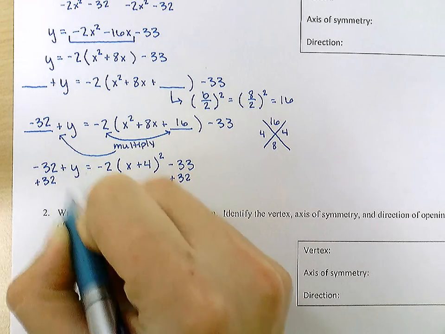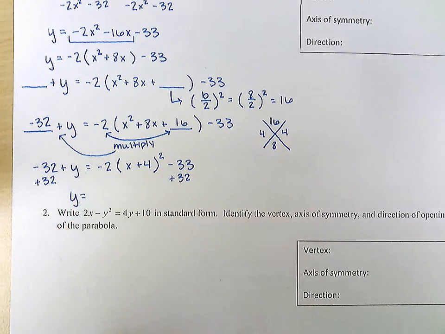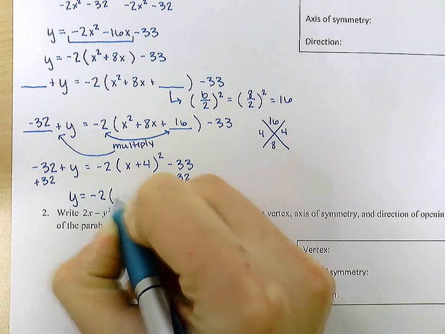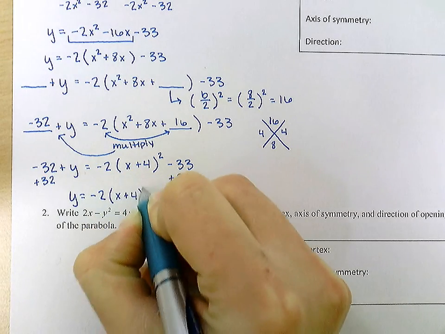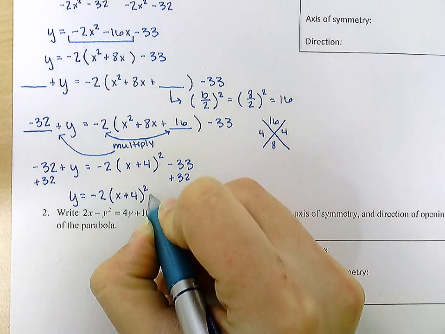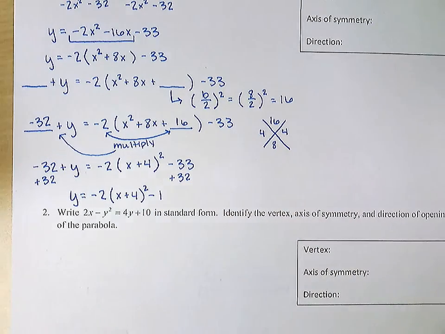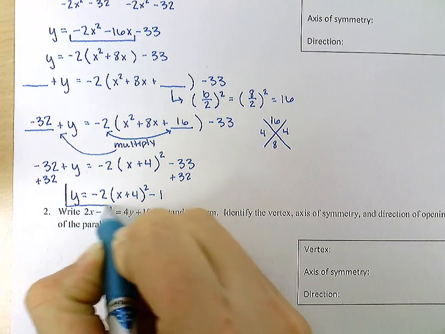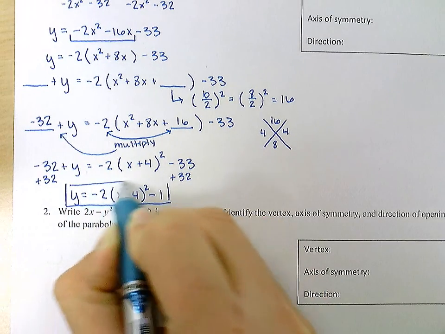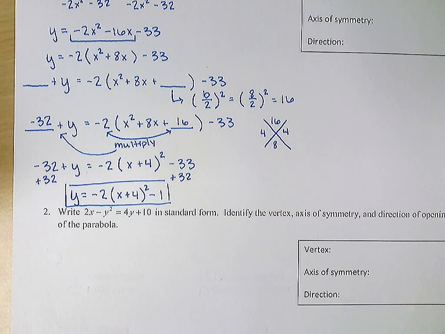When I add 32 to both sides, I have y is equal to -2 times the quantity x plus 4 squared minus 1. So this is your standard form for that equation. Now I have to say what the vertex is, axis of symmetry, and direction.